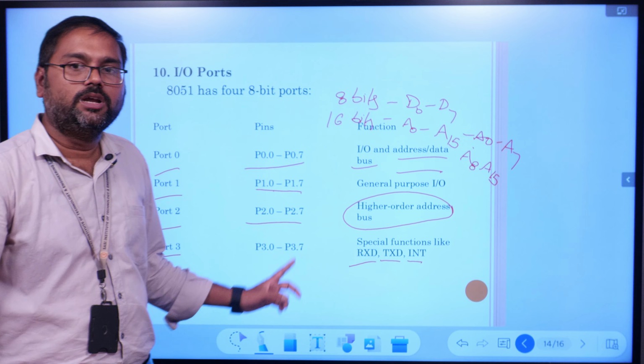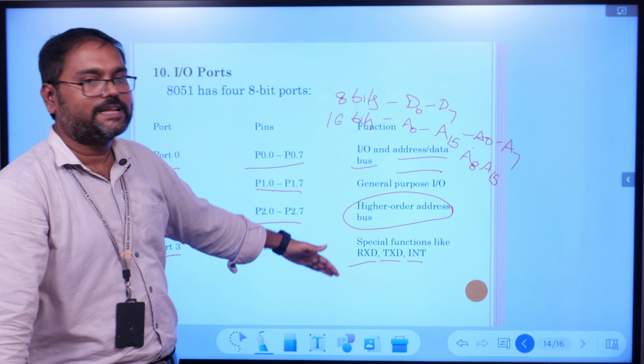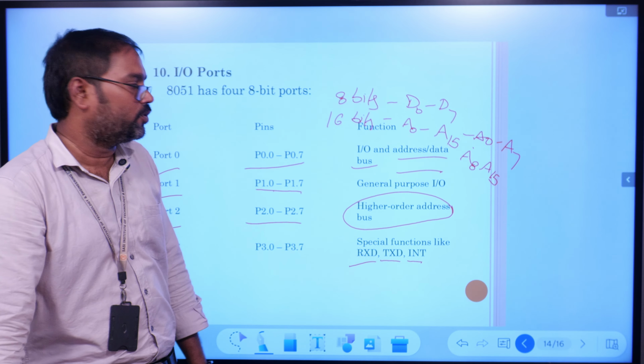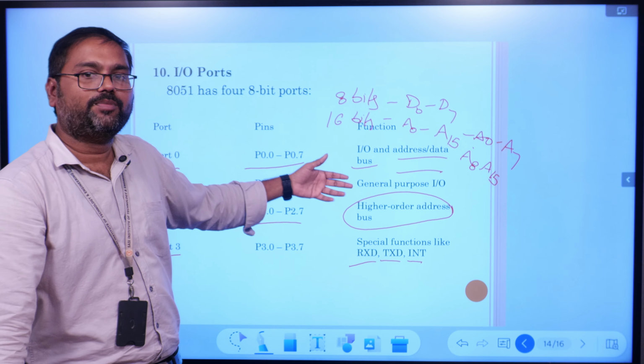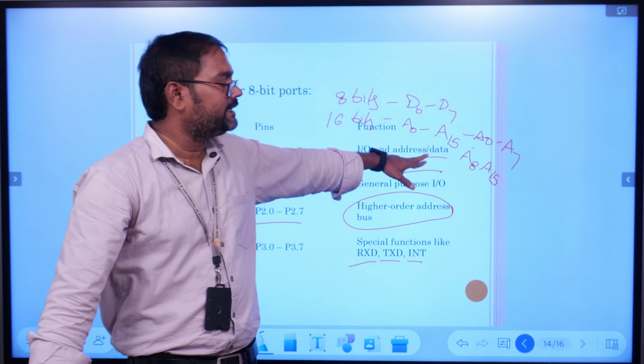Completely we have 4 ports, port 0, port 1, port 2 and port 3, each having 8 bits. All these ports act as general purpose IO ports, that is the function of each port. In addition to the general or primary function, they have some other or alternative functions. So port 0 can carry data information D0 to D7, and similarly address information A0 to A7, that is only the lower byte of the address bus. The higher byte of the address bus is carried by port 2. And port 3 has other functions: receive data, transmit data, timers and counters, interrupts, like this. So this is about the 8051 ports.